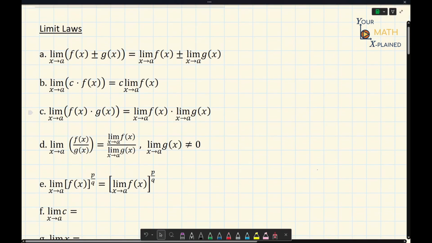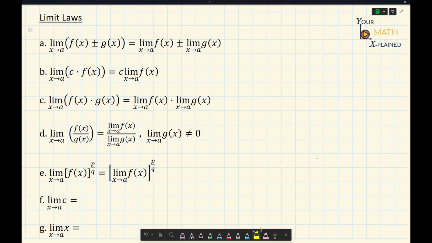Here we have highlighted the 7 limit laws. The first limit law says that if we want to find the limit as x approaches a of our function f of x plus or minus g of x, then that is the same as finding the limit as x approaches a of our function f of x, and then we can add or subtract the limit as x approaches a of our function g of x. So essentially, this is saying that we can split this up into 2 separate limits and then add or subtract them.